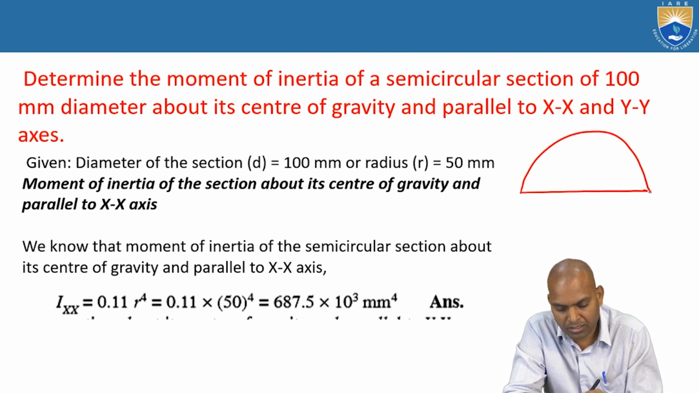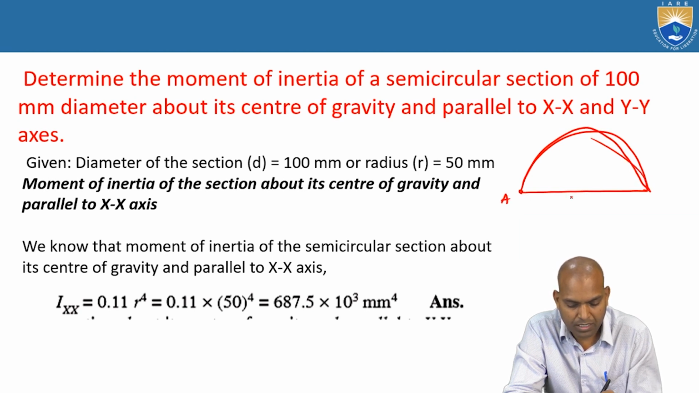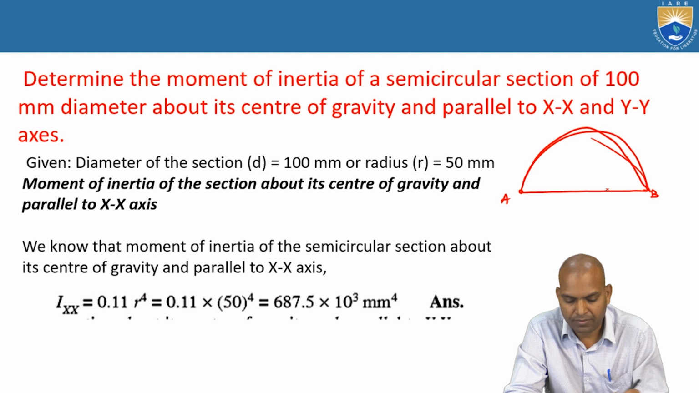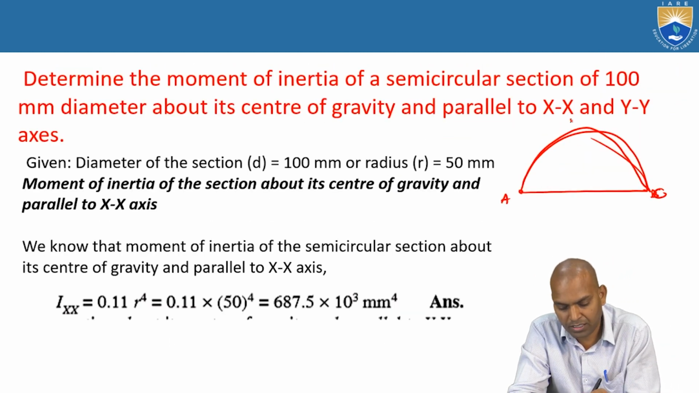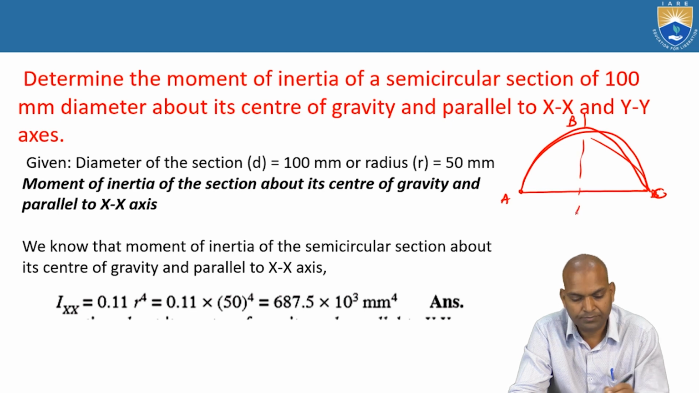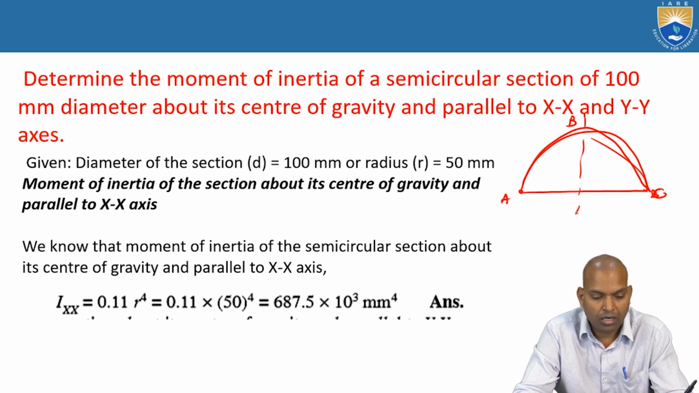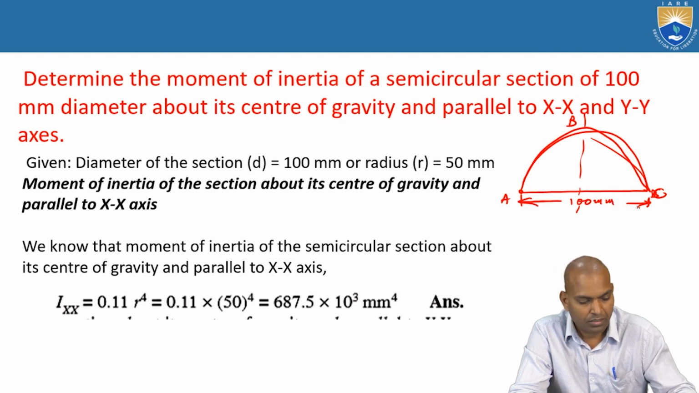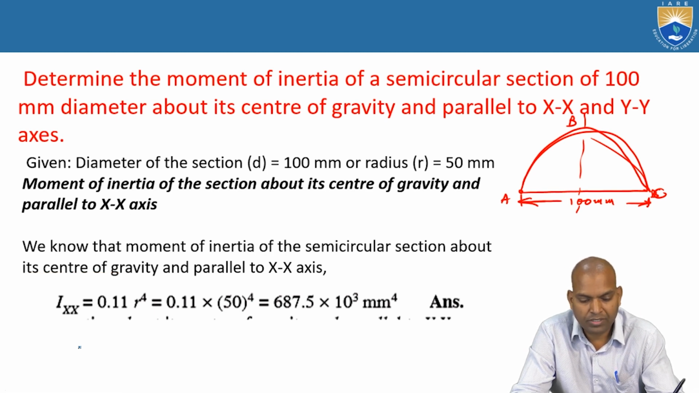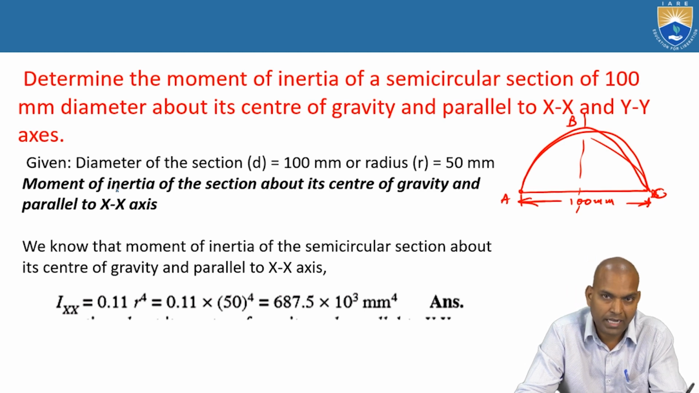This is the semicircular section ABC. As we go for ABC, semicircular section of 100 millimeters diameter. The diameter is 100 millimeters. About its center of gravity and parallel to XX and YY axis.